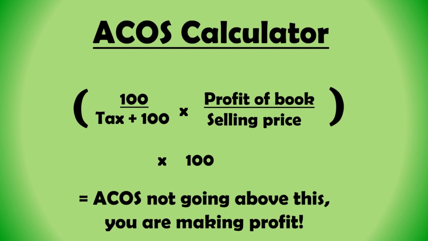Now, I realise that is a little bit on the complex side. I am sorry, but I have put this formula here. Feel free to use it. So for your whole ACOS calculator, what you need to do is take the profit amount of your book, divide it by the selling price, multiply that by 100, divide by your tax plus 100, and then times it by 100. So I realise that is a little bit on the complicated side, and I do apologise, but unfortunately Amazon advertising is not simple. It is not going to tell you whether you're making money or not. You will just have to find that out for yourself if you don't use this ACOS calculator.